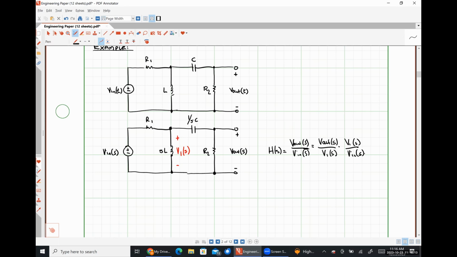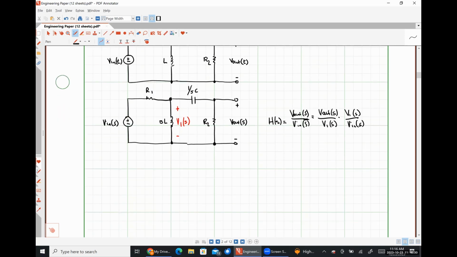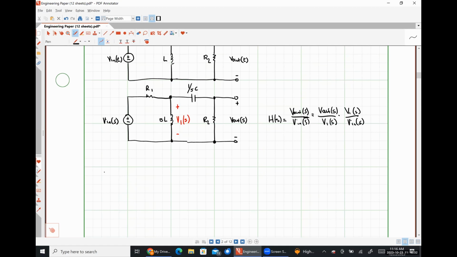Just as a heads up, this is widely used, once again, in transistor amplifier circuits where we want to break things down into bite-sized pieces that we can easily recognize and then chain everything together. So let's start by figuring out what V1 is.